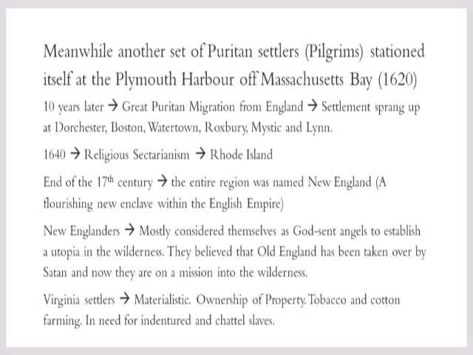They wanted to own property, they did tobacco farming and cotton farming, and they were desperately in need of indentured and chattel slaves. This was kind of a rise of a merchant class in Virginia. But in New England, they were basically followers of strict Puritanism, because they believed that they were God-sent angels, and it was their mission and responsibility to form a new world that imitates the Jerusalem.